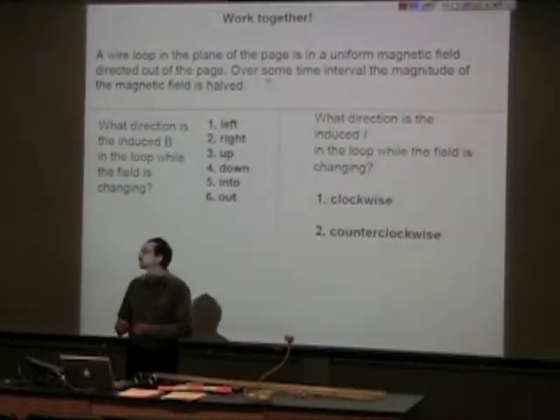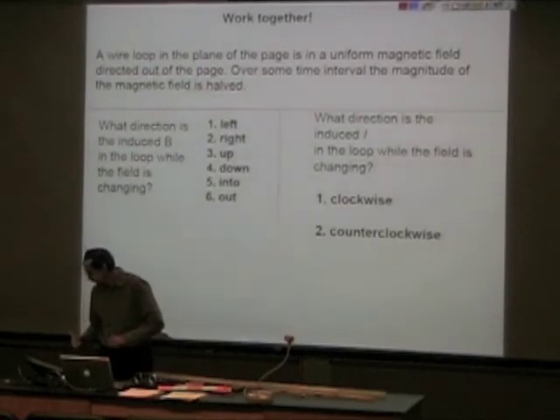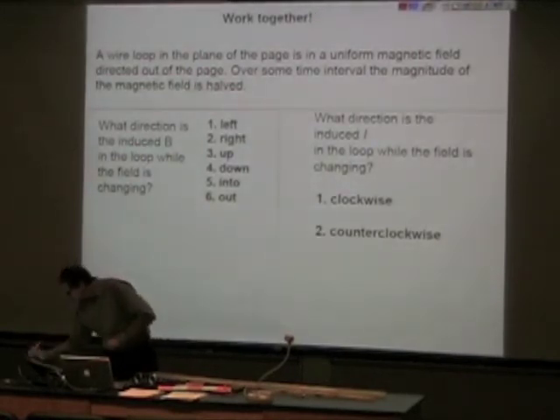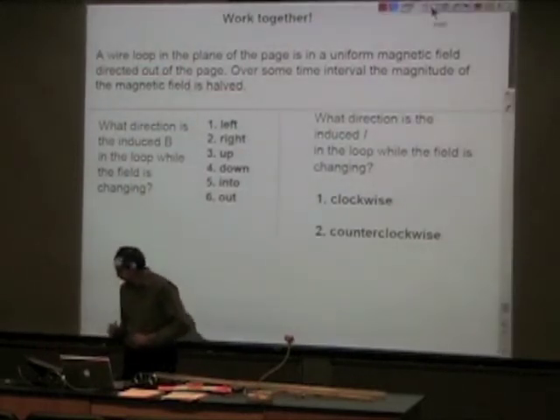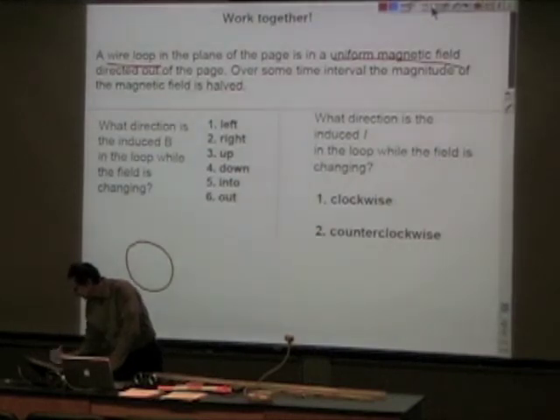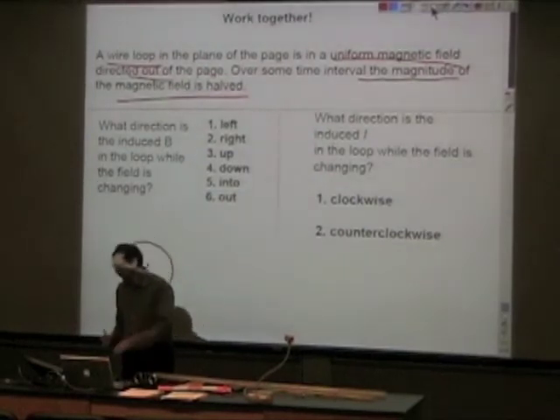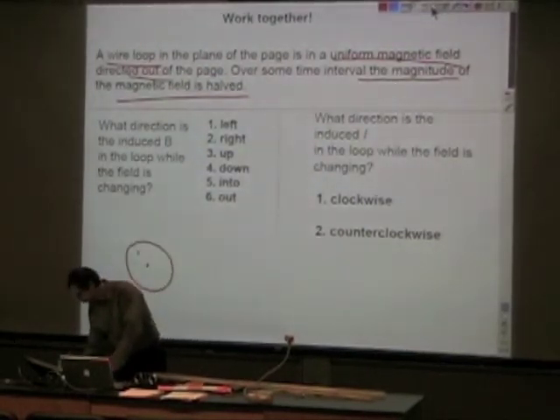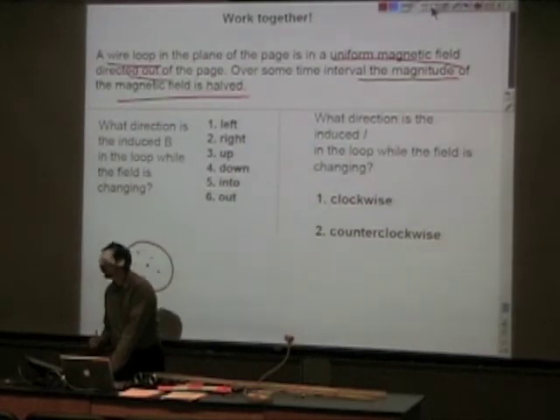Now let's start Faraday's law. I'm not going to ask you this question. Let's just figure it out. A loop. Okay, a loop in a uniform magnetic field, directed out of the page. The magnitude of the magnetic field is falling. So it actually decreases. So we have to add some more magnetic field lines initially.